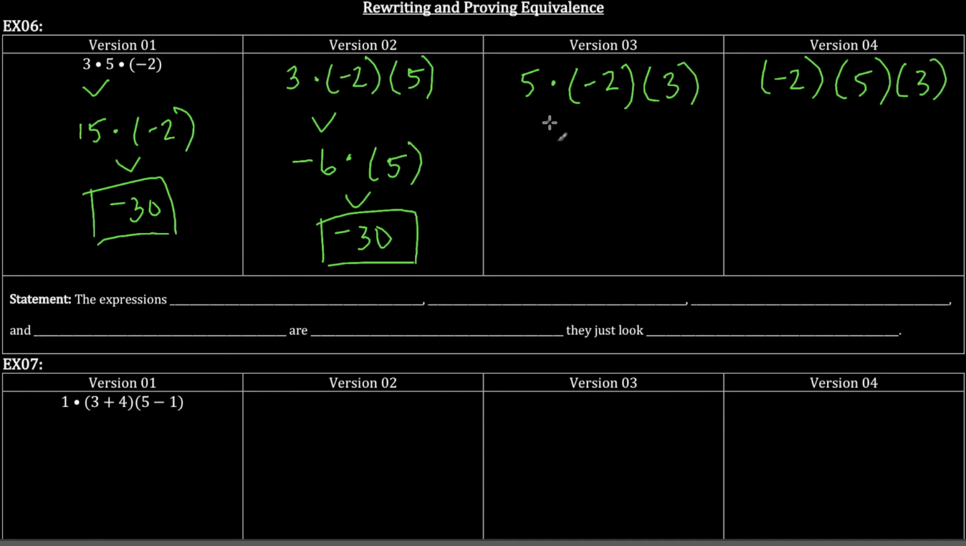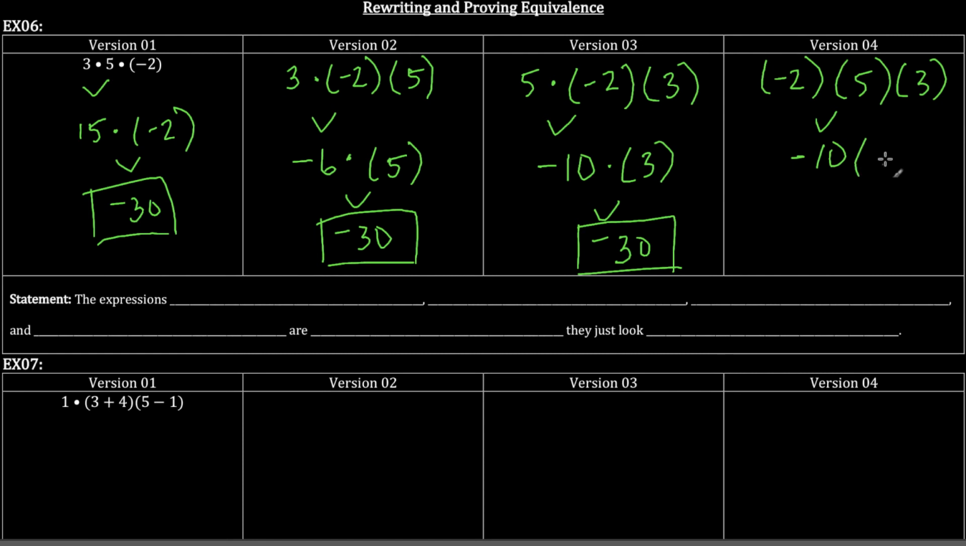Okay? So positive times negative is a negative. Negative 10 times 3. So a negative times positive is a negative 30. Cool. So it seems like I'm doing it right. A negative times positive is a negative. And a negative times positive, once again, is a negative 30.